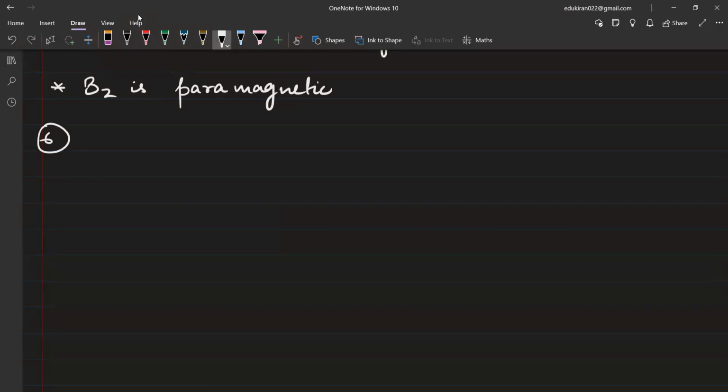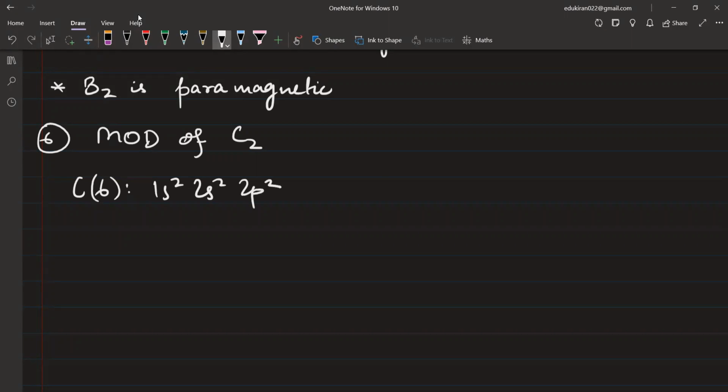Now, after B2, we are going to have carbon. I think this will be sixth. MOD of C2. Carbon has atomic number of 6. It's going to have 1s2, 2s2, 2p2. So C2 is going to have 12 electrons.